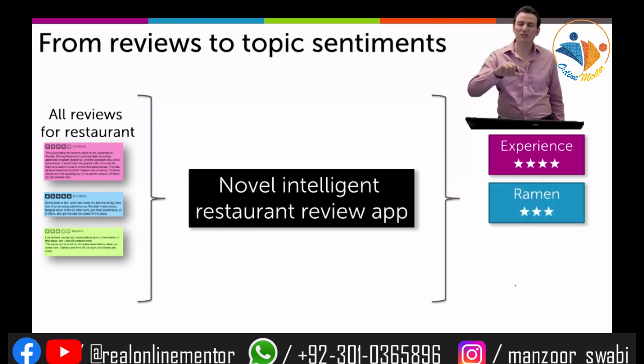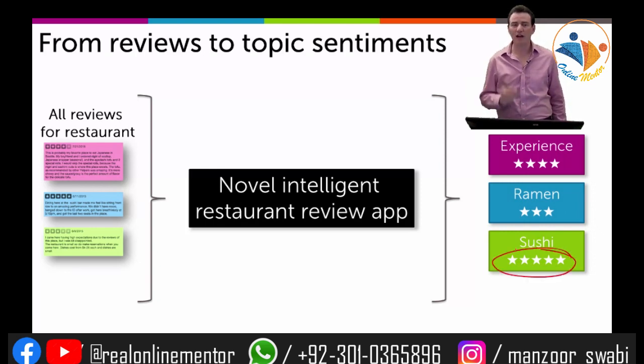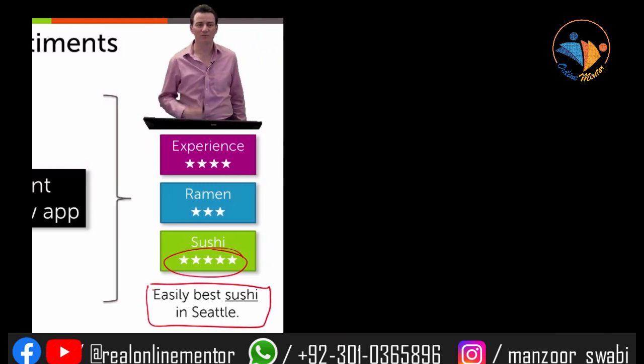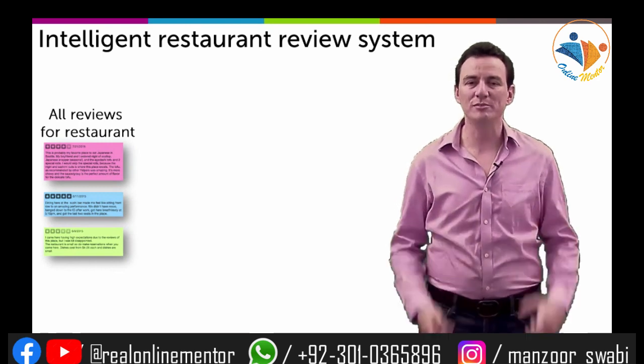The ramen was so-so, but who cares? But the sushi, the thing that I really care about, that was 5 stars. And not just that, it's going to give me some interesting feedback. So for example, this is easily the best sushi in Seattle. Now that's where I want to go. So how do we build such an intelligent restaurant review system?